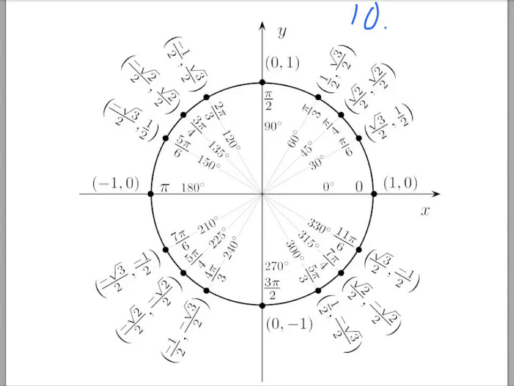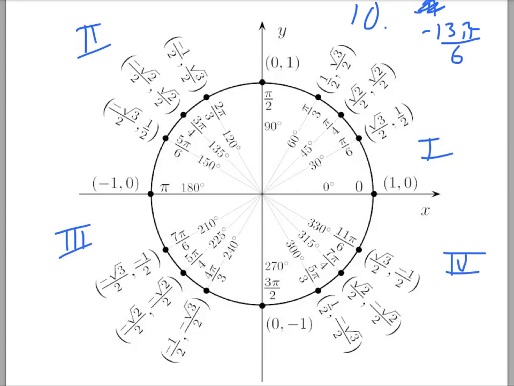Okay, number 10, negative 13 pi over 6, and it wants to know if it's in quadrant form. First of all, quadrants 1, 2, 3, and 4. We're going to find out where negative 13 pi over 6 is. Well, think about it. Negative 13 pi over 6 is a little bigger than negative 2 pi. Negative direction is clockwise, so that right there is negative 2 pi.